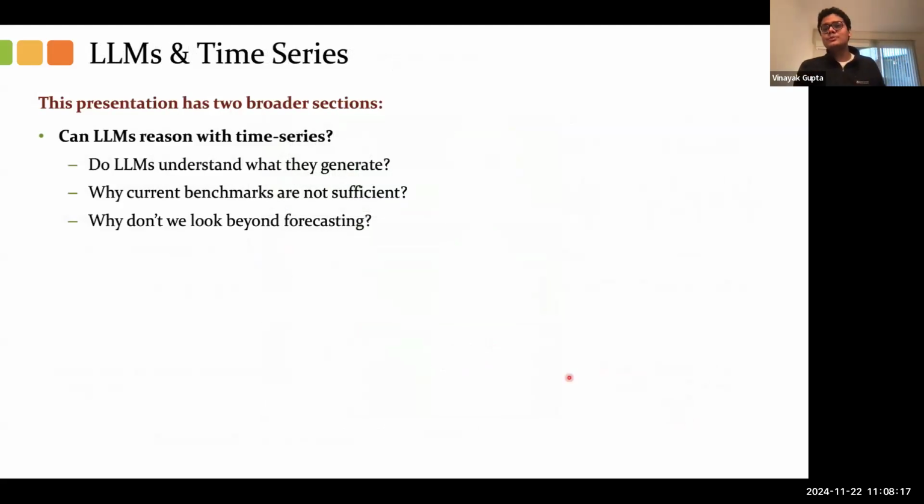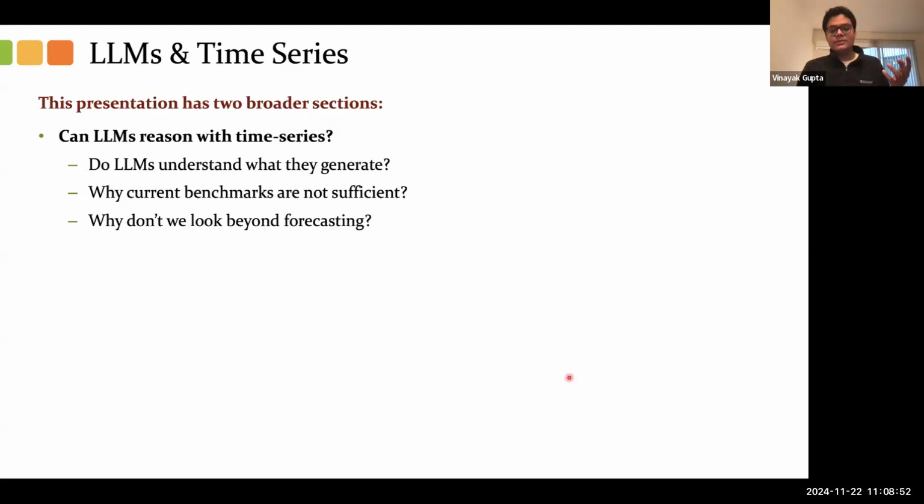So this presentation has two broad sections. The first section is where we try to answer the question, can large language models reason with time series? Our definition of reason is quite different from what we feel the reasoning for text is, because here we try to answer the question, can LLMs actually understand a time series? LLMs can generate everything. They can generate time series as well, but do they understand it? And why the traditional time series benchmarks, like for classification and forecasting, are not enough to evaluate this property.